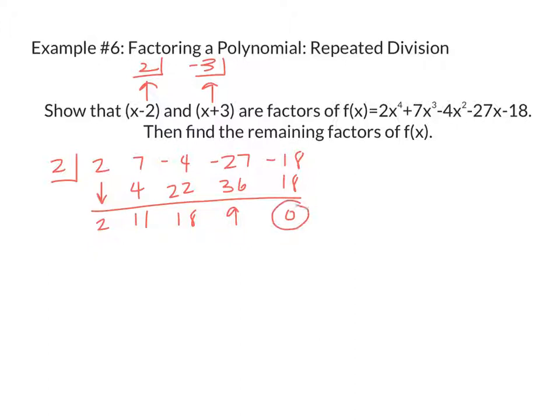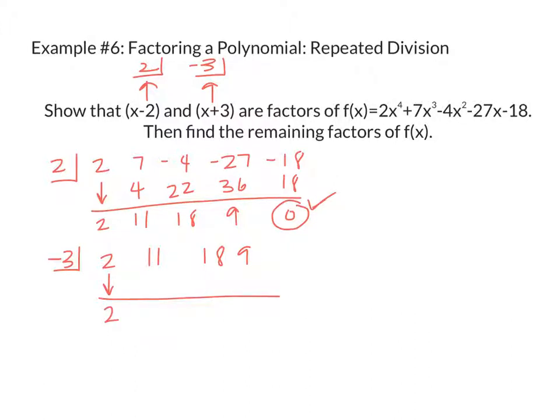We expect this last number to be 0 because if it's 0, then that means it does not have a remainder. And if something is truly a factor, then it doesn't have a remainder, so that's good, okay? Now we're going to test in our negative 3. So again, using these same terms that we just found, 2, 11, 18, and 9, I should be able to continue to break that down by division.